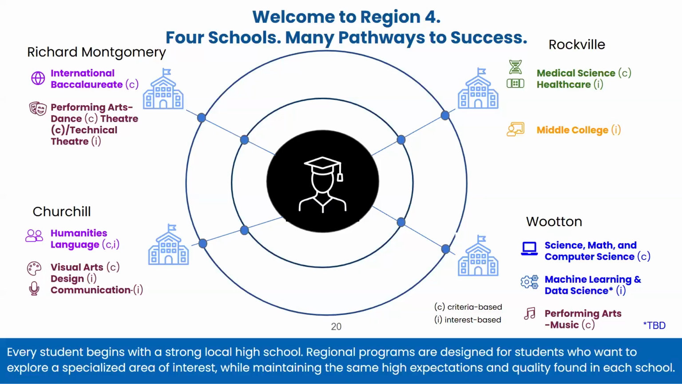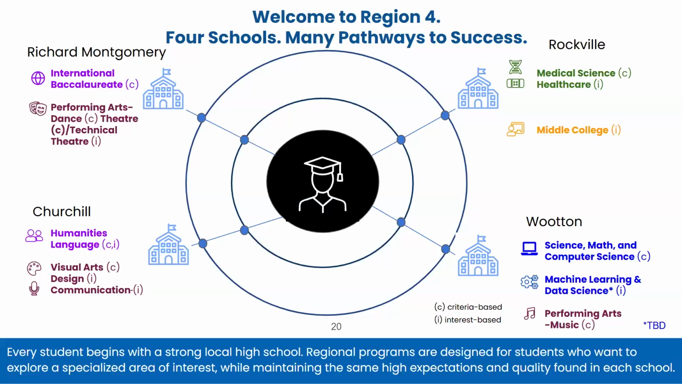She also has access to the school's local technology, engineering, and math signature program. Anita wants to be a doctor. She considers the signature program at her home school and the science, math, and computer science program at Wooten, especially for the access to higher level science classes.